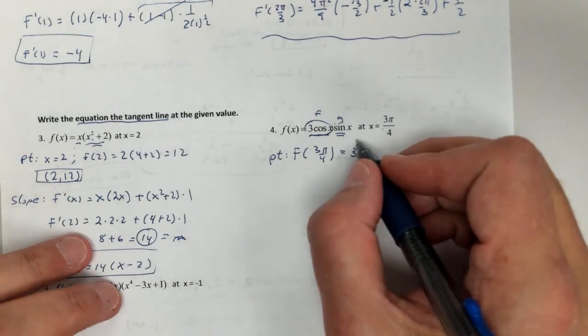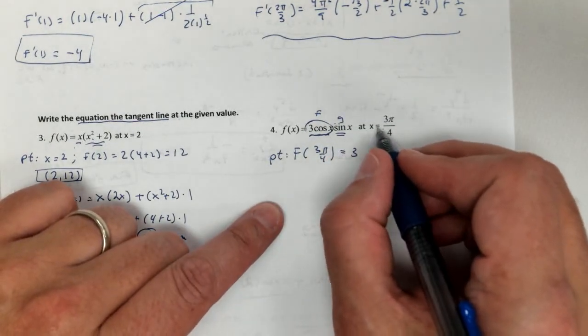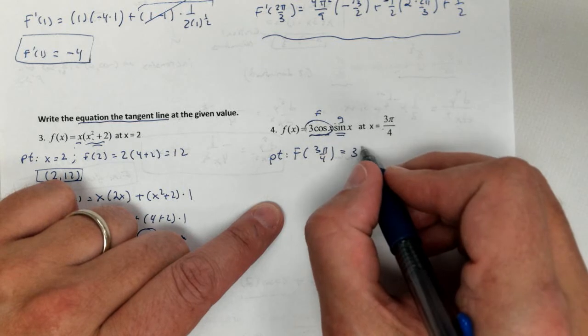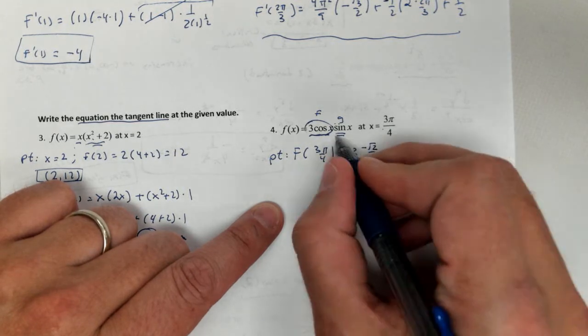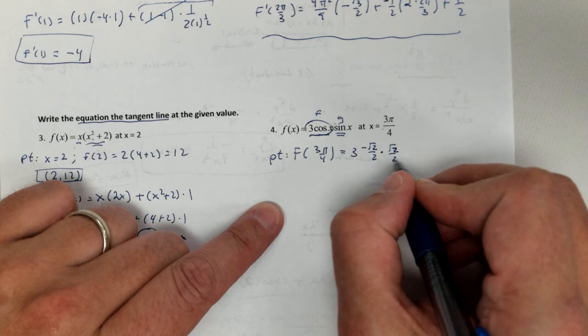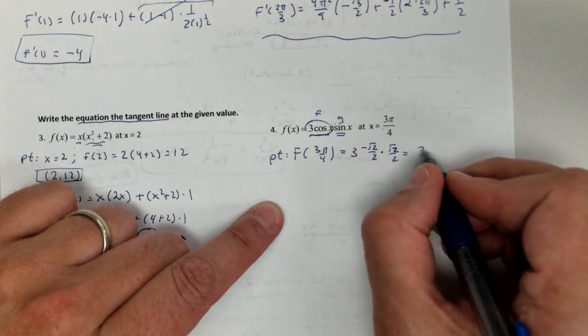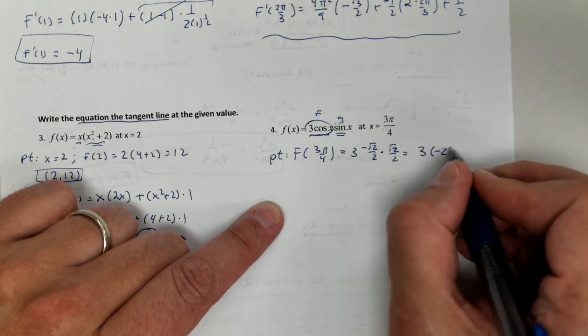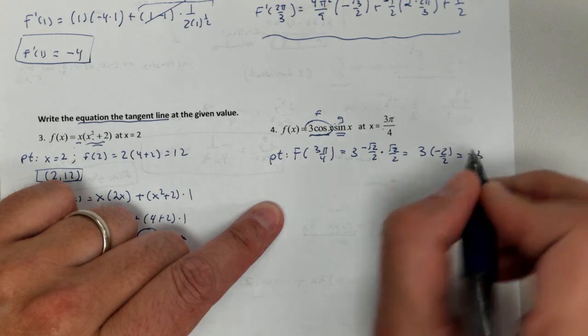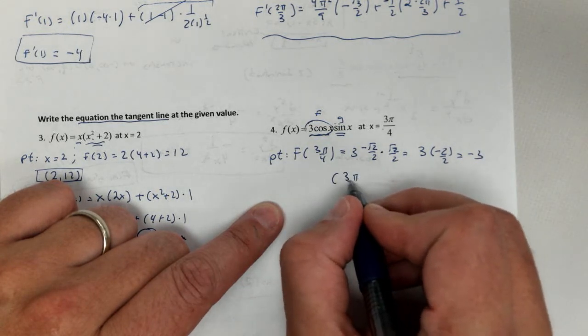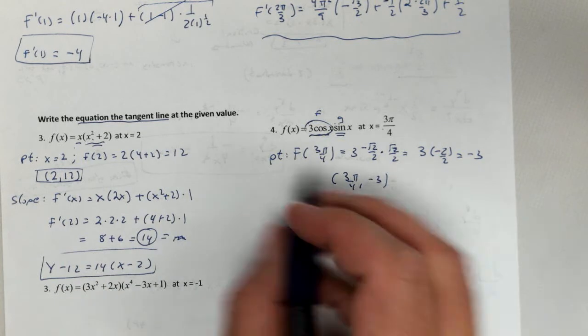All right, so here we go. The cosine of 3 pi over 4. Cosine is negative in quadrant 2, so this is negative root 2 over 2. Sine is positive, so positive root 2 over 2. So we're going to get 3 times negative root 2 over 2, or just negative 3. So the point is 3 pi over 4, negative 3.